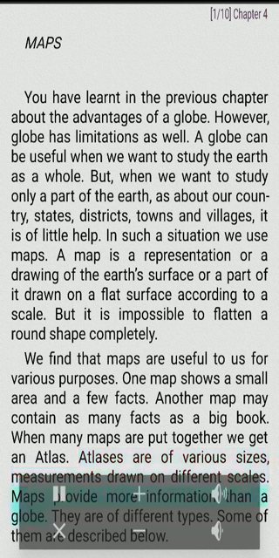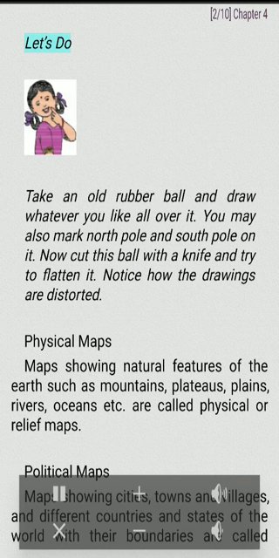Maps provide more information than a globe. They are of different types. Some of them are described below. Let's do. Take an old rubber ball and draw whatever you like all over it. You may also mark North Pole and South Pole on it. Now cut this ball with a knife and try to flatten it. Notice how the drawings are distorted.